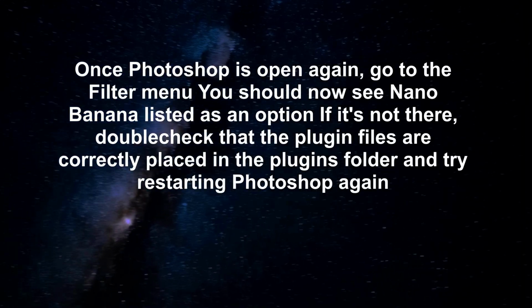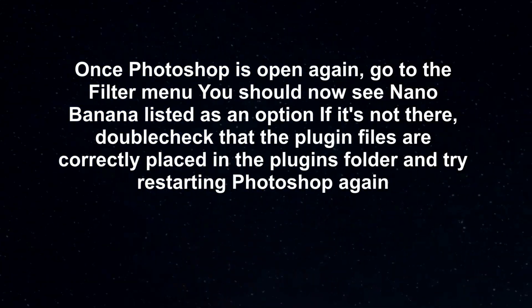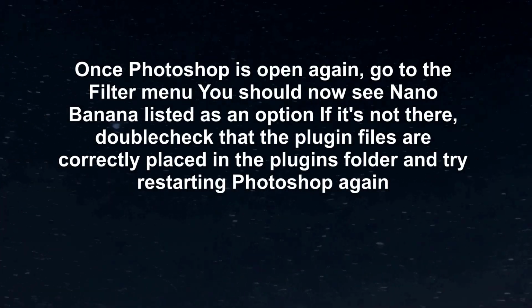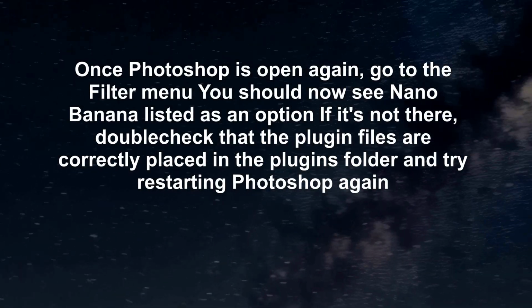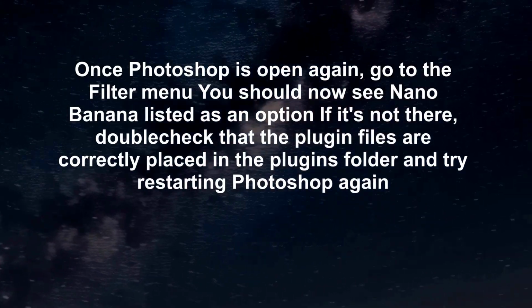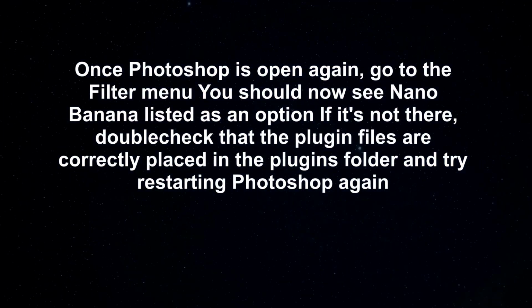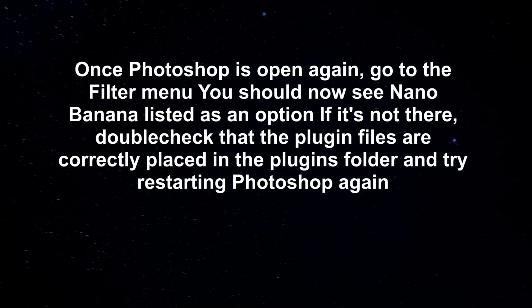Once Photoshop is open again, go to the Filter menu. You should now see Nano Banana listed as an option. If it's not there, double-check that the plugin files are correctly placed in the plugins folder and try restarting Photoshop again.